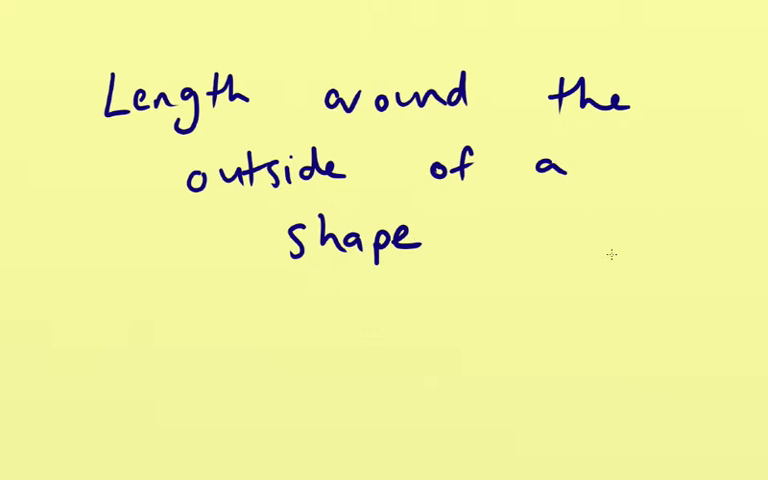Now if we think back to dimensions, we've got length being the first dimension and there's only one dimension in it, so all we need to do to find out the length around the outside of a shape based on that is to add up the length of the edges of the shape. So let's get straight into an example.